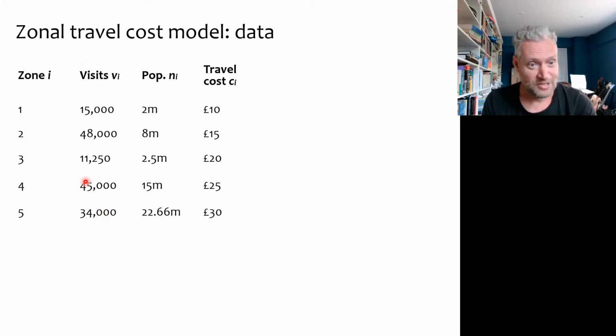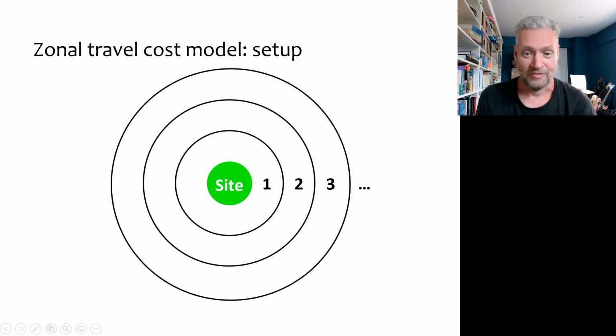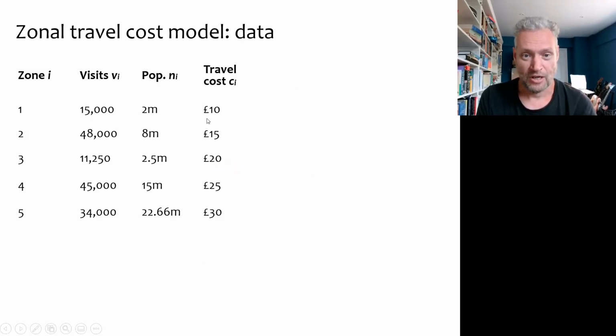This is the number of visits from each zone. This is the population in these zones, purely hypothetical example. And then you can work out, of course, the rate of visitation, which is 15,000 over 2 million, right? This is your relative visitor number, which is actually more interpretable. And then the travel costs. So the people in zone 1 live very close, so their travel cost is low, and then the travel cost goes up if you move further and further out, right?